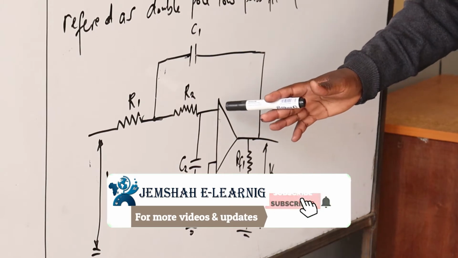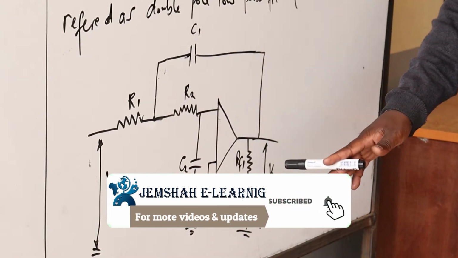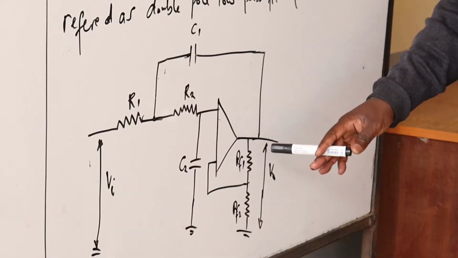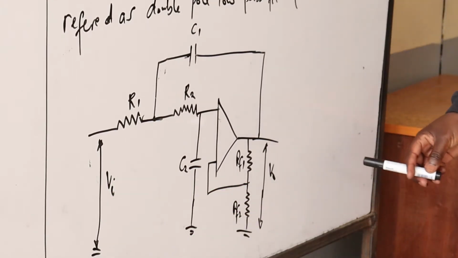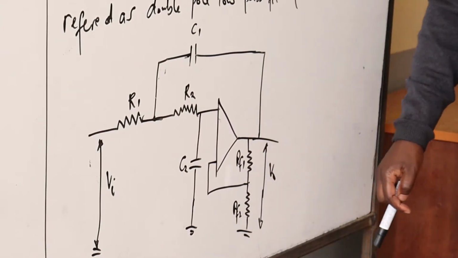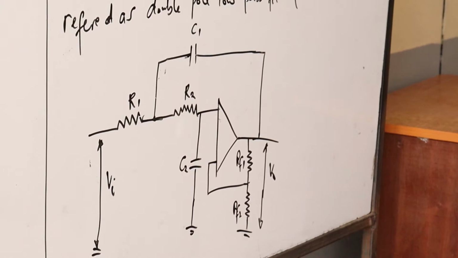The gain of this second order low pass filter remains the same as the gain of the first order low pass filter, simply because at the output end we still retain the same circuit.